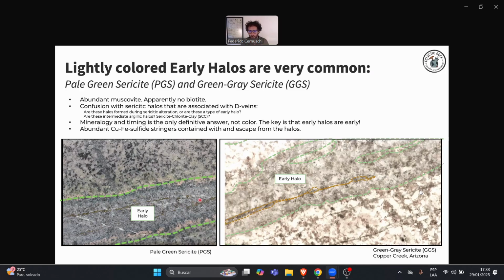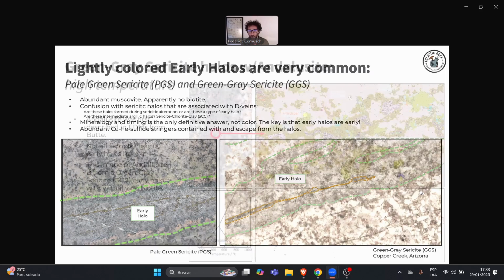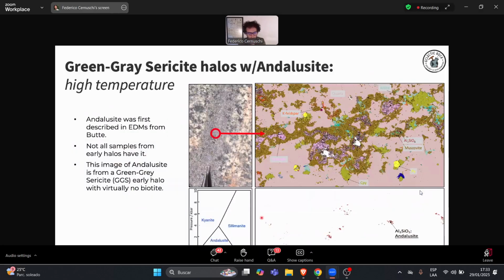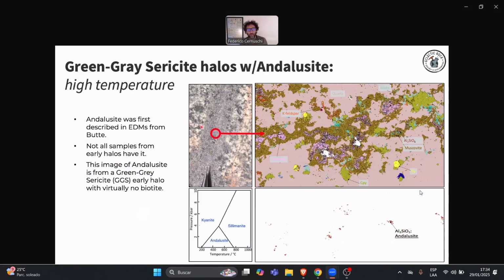It's just that they have a little bit less biotite, or traces of biotite, and it really tricks your eye into looking at color. Okay, but the key thing here is that they are early. They're equally early to EDM halos. So we name all of these early halos rather than giving specific names.